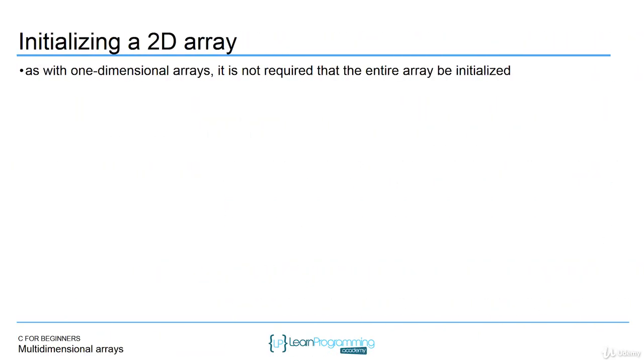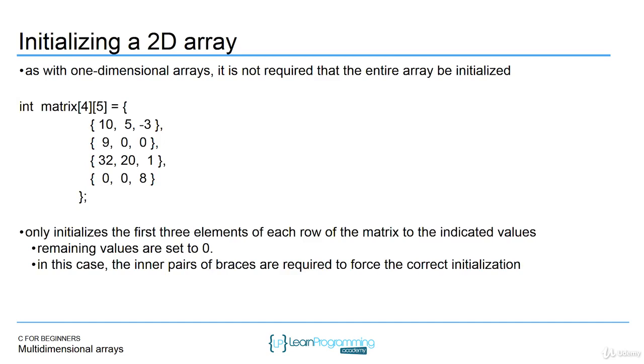As with a one-dimensional array, it's not required to have the entire array be initialized. You can just initialize certain areas. So in this example, we're creating a two-dimensional array with 4 rows and 5 columns. We're only initializing the first 3 elements of each row. So row 1, column 1 is 10. I'm sorry, row 1, column 2 is 5, and row 1, column 3 is a negative 3. And the same for the second row and so forth: 9, 0, 0, 32, 21, 0, 0, 8.